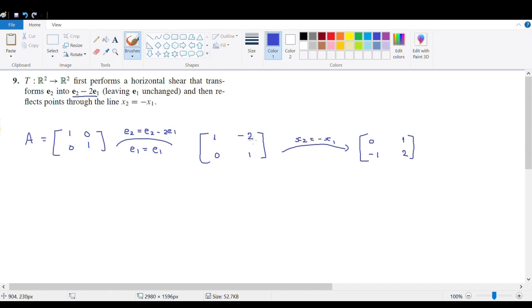Then for this one we interchange it with x1 and put a minus. So it will be minus 1. Sorry, this one is minus 1. And here we have 2. So this is a reflection. First we have E2 equal to E2 minus 2E1. Then we have another reflection, x2 equal to minus x1. The first one is a horizontal shear transformation. The second one is a reflection.